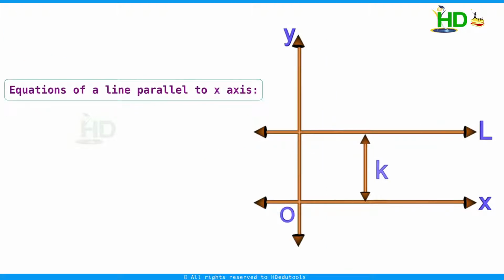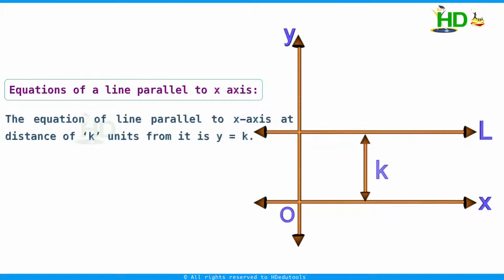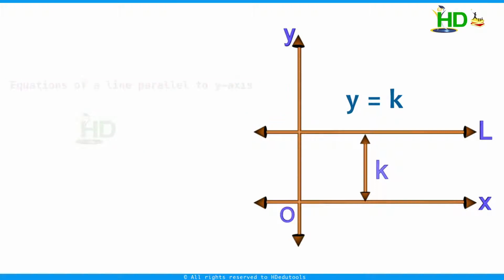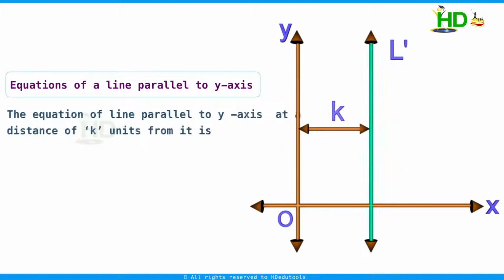Now what will be the equation of a line which is parallel to the x-axis? Suppose you consider this is a line at a distance k units. Now what is the value of y? y = k. Therefore, the equation of this line which is parallel to the x-axis is y = k. Similarly, you consider this line. This line is parallel to the y-axis at a distance k units. Here x = k. Therefore, the equation of a line parallel to the y-axis is x = k.